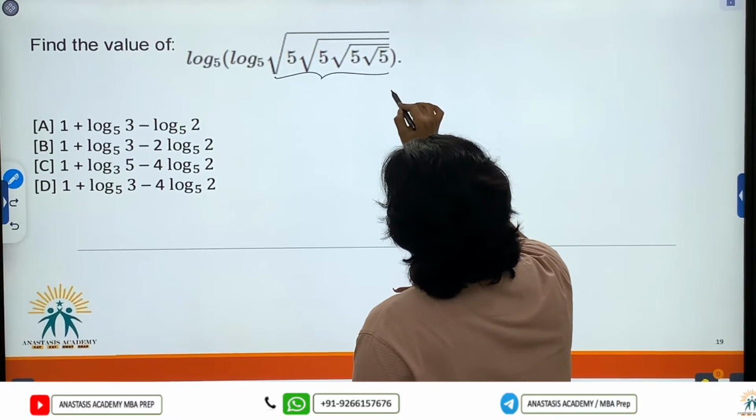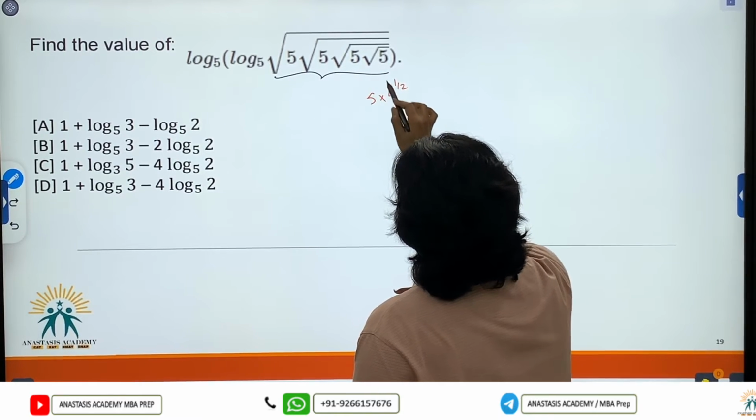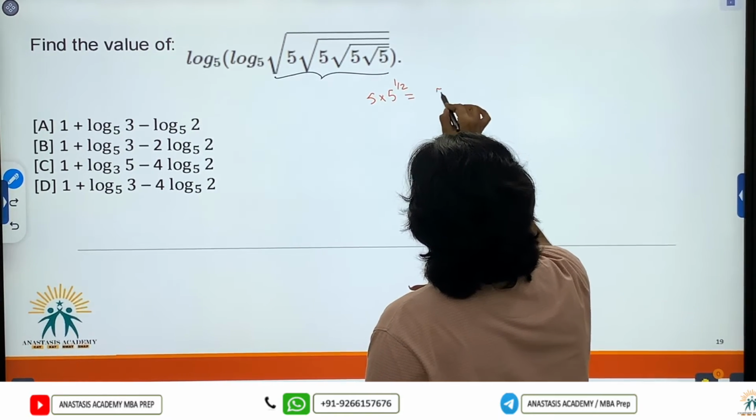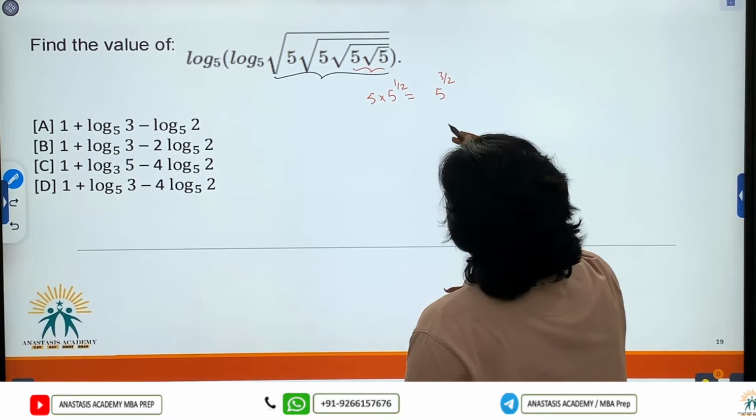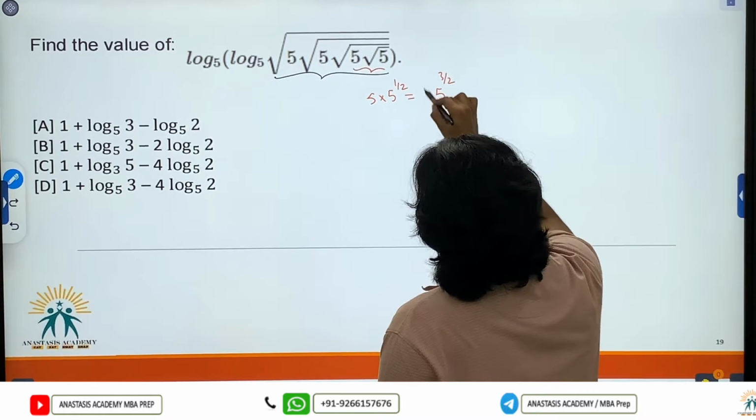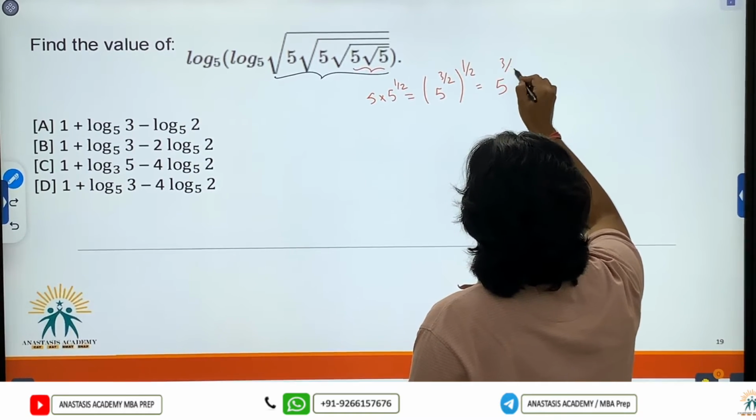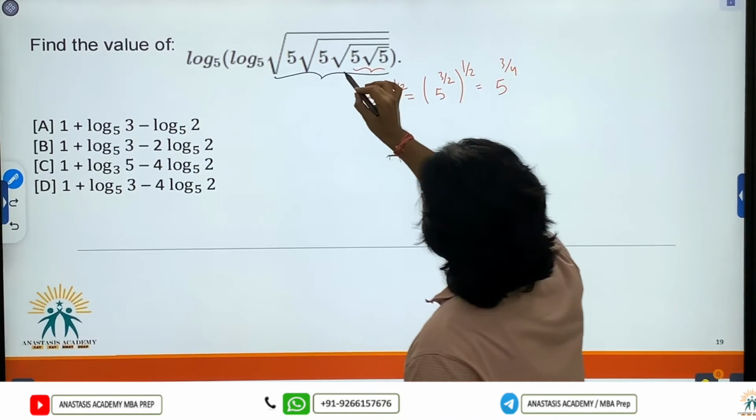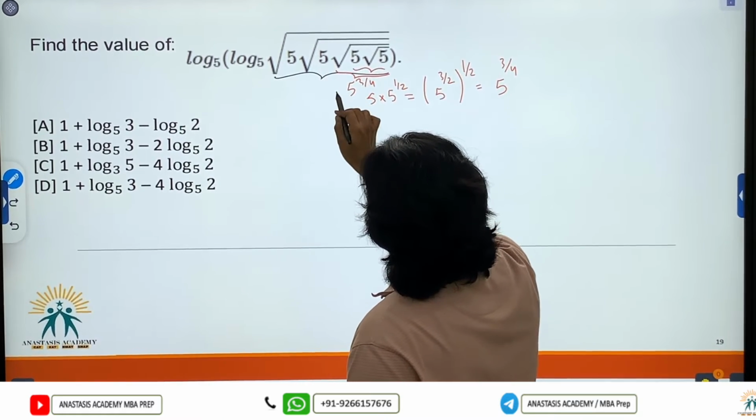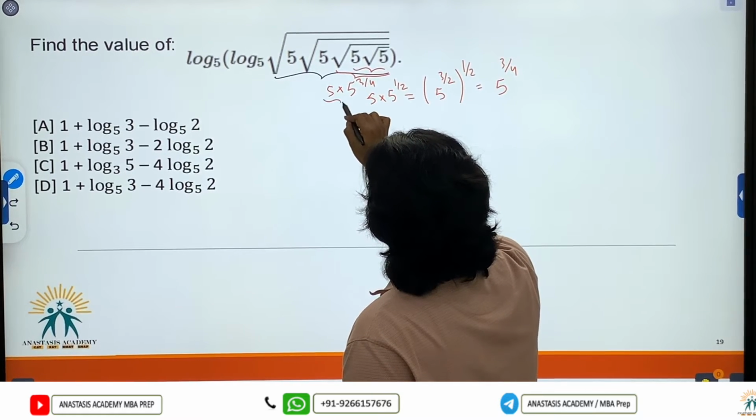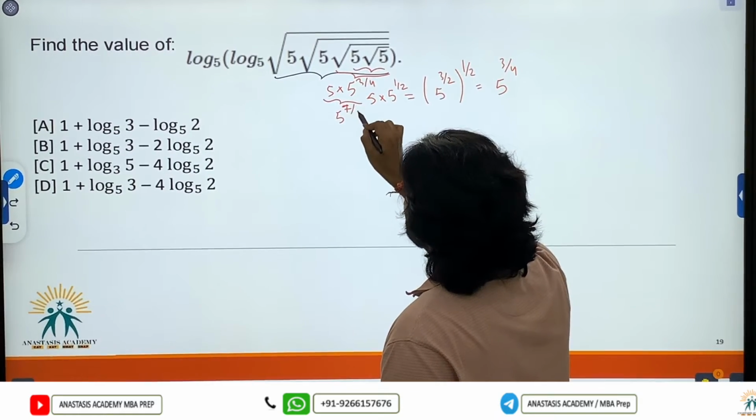It is 5 raised to the power 1 by 2 and it is multiplied by 5. So I get the value of these two terms as 5 raised to the power 3 by 2, and there is square root on this, so power 1 by 2, so it becomes 5 raised to the power 3 by 4. Now this expression is 5 raised to the power 3 by 4. It is multiplied by 5. If it is multiplied by 5, it becomes 5 raised to the power 7 by 4.